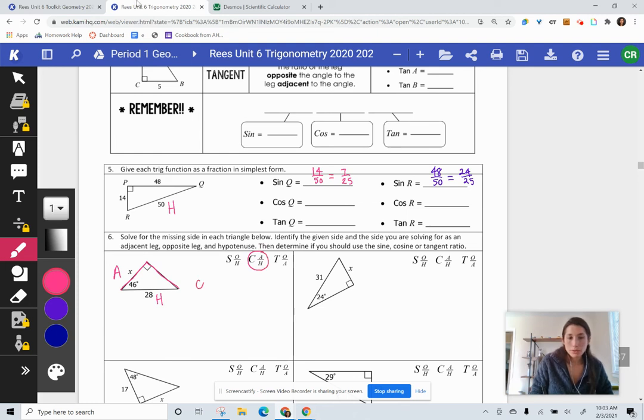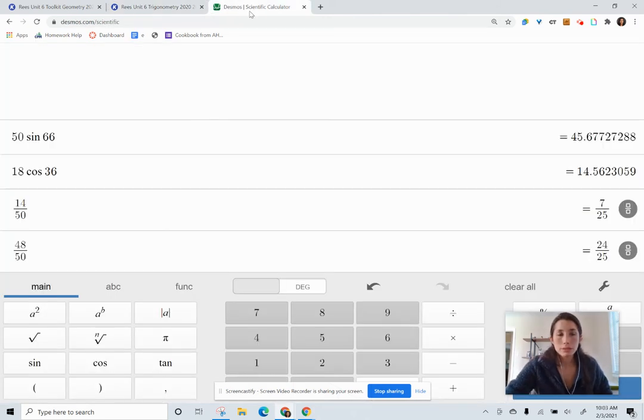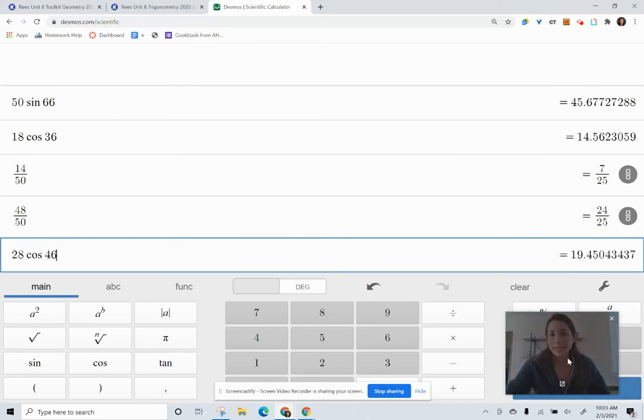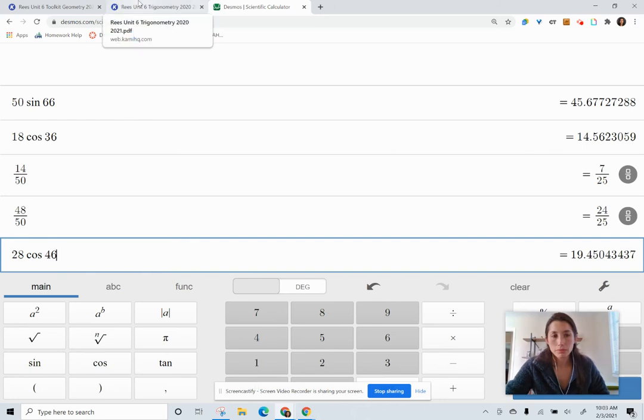So this would be cosine of 46 is equal to adjacent over hypotenuse. So for this one, I could just do x equals 28 multiplied to cosine 46. And we'll get our approximation here. So 28 cosine 46. That'd be 19.450.